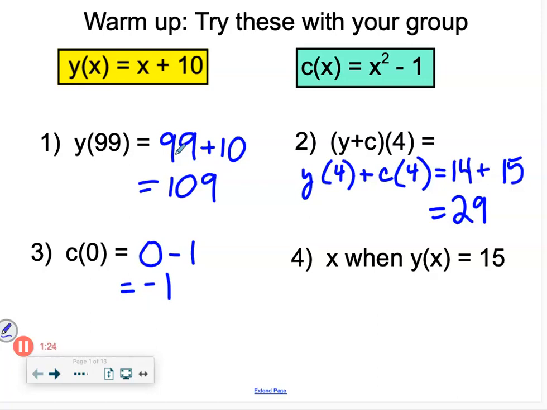And then the very last problem, what is x when y of x equals 15? Is this 15 an x value or a y value? This is a y value. X values go here in the parentheses. Y values are what the whole function is equal to. So because of that, we set our x plus 10 equal to 15, and we solve, and you end up with x equals 5.